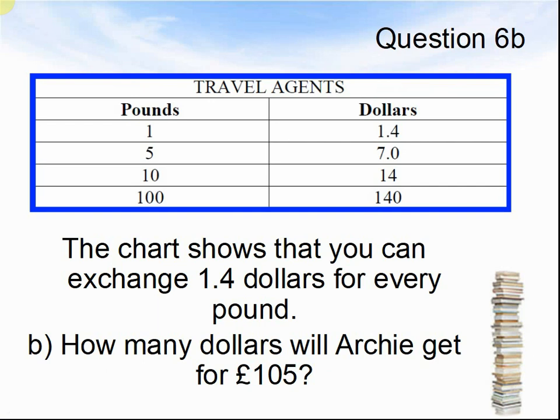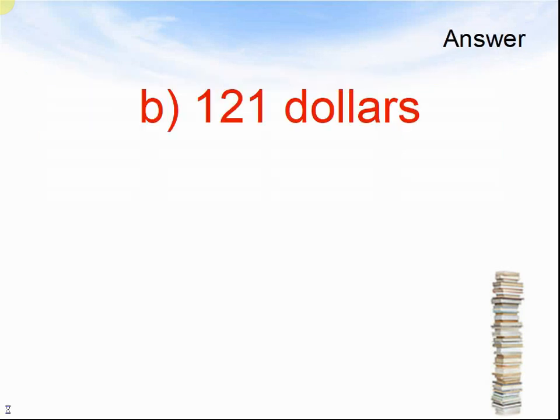The chart shows you can exchange $1.40 for every pound. How many dollars will Archie get for £105? Pause the video until you're ready to see the answer. The answer is $147.